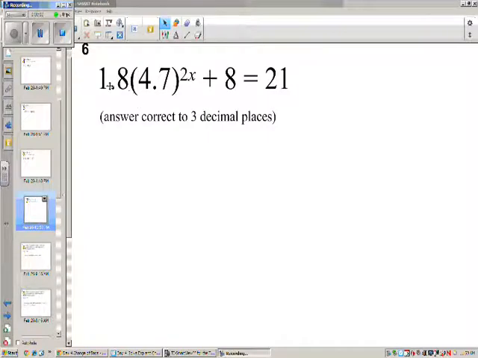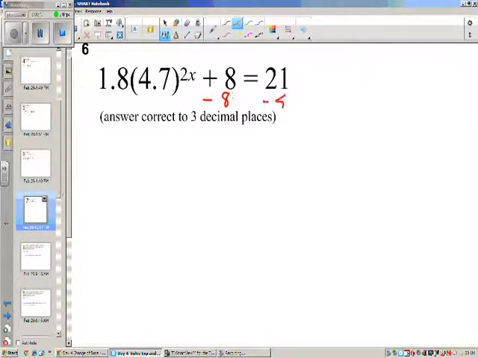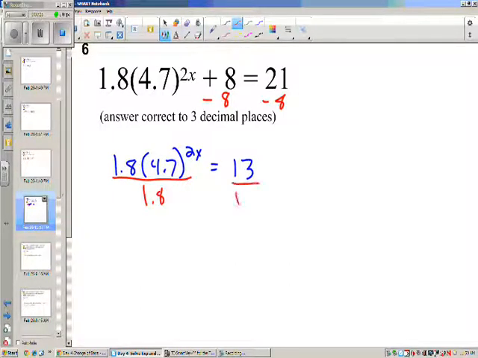Now let's look at this problem. 1.8 times 4.7 to the 2x plus 8 equals 21. Now the first thing we want to do here is get rid of this 8. So since it's plus 8, we'll subtract 8 from both sides, leaving 1.8 times 4.7 to the 2x equals 13. Now we'll want to get rid of this 1.8 by dividing it from each side. So now we're left with 4.7 to the 2x is equal to, this is going to be 7.2 repeating.